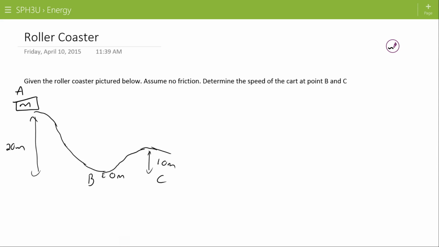Okay, this is a sort of classic conservation of energy problem where we have a roller coaster. In this case, it's starting at a height of 20 meters. It's going to come all the way down to B, which I tried to show there is basically 0 meters higher, that's the ground. And then it's going to come back up to a height of 10 meters. And we're going to determine the speed at point B and point C.